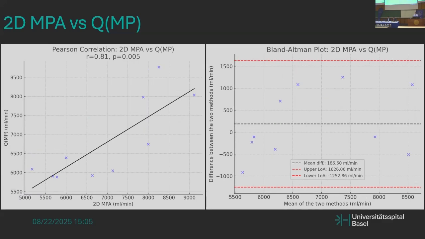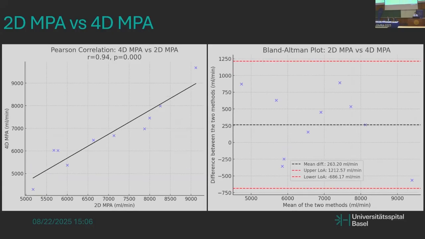Moving on to the next pair, 2D phase contrast versus QMP. The Pearson graph on the left displayed a strong correlation of 0.81, with points more closely aligned along the trend line. The Bland-Altman plot on the right demonstrated a mean bias of 186 milliliter per minute, with limits of agreement between minus 1,200 milliliter per minute and 1,600 milliliter per minute.